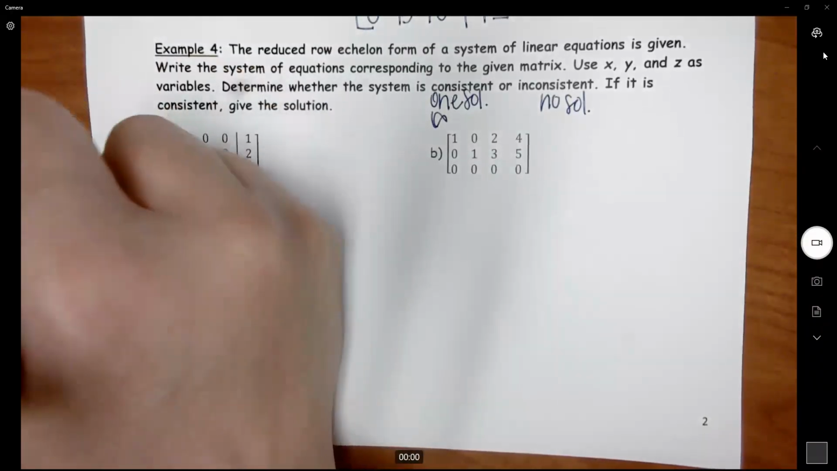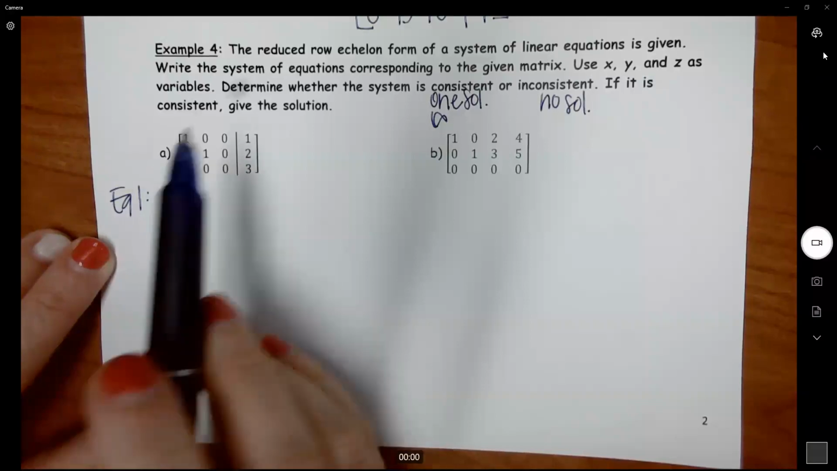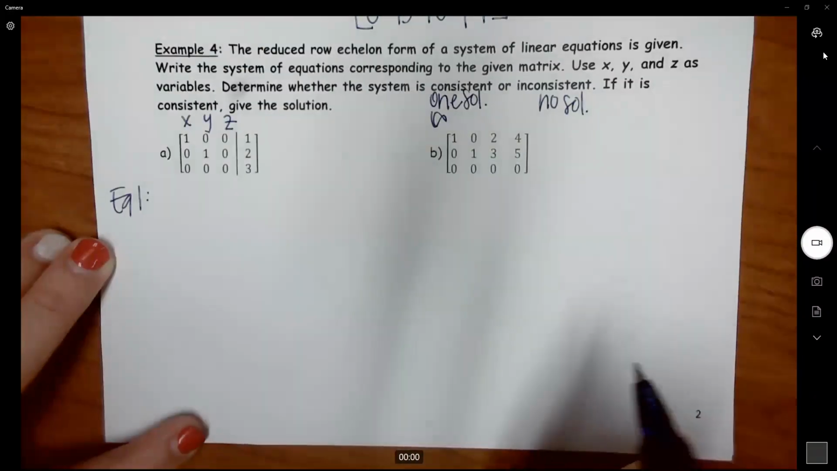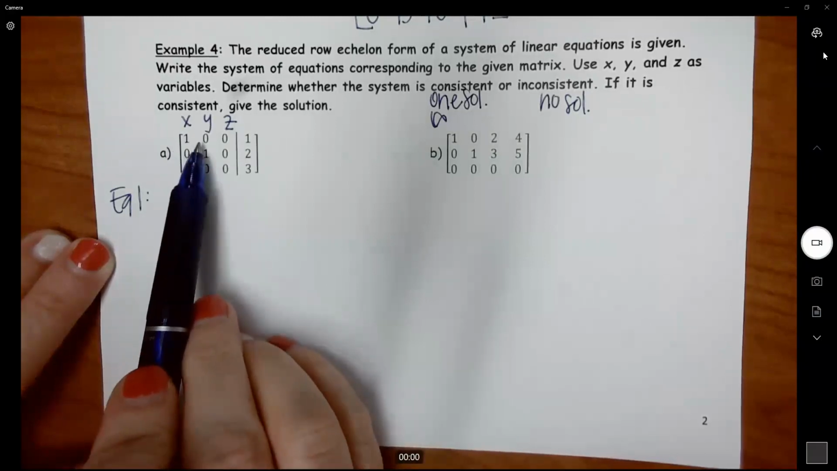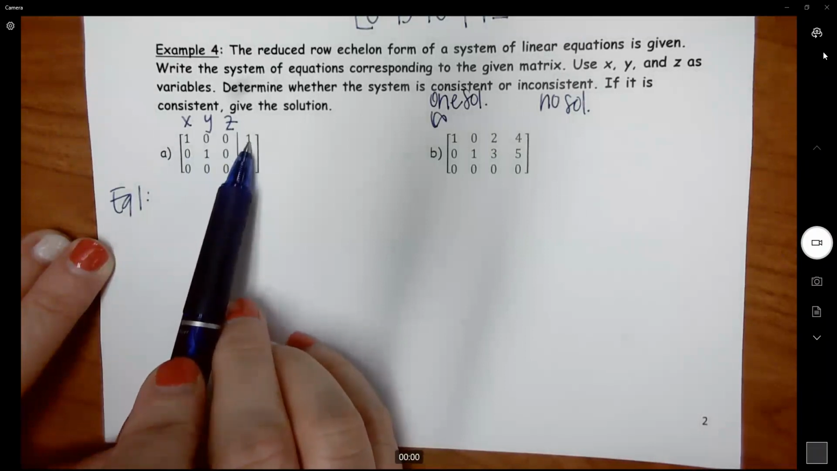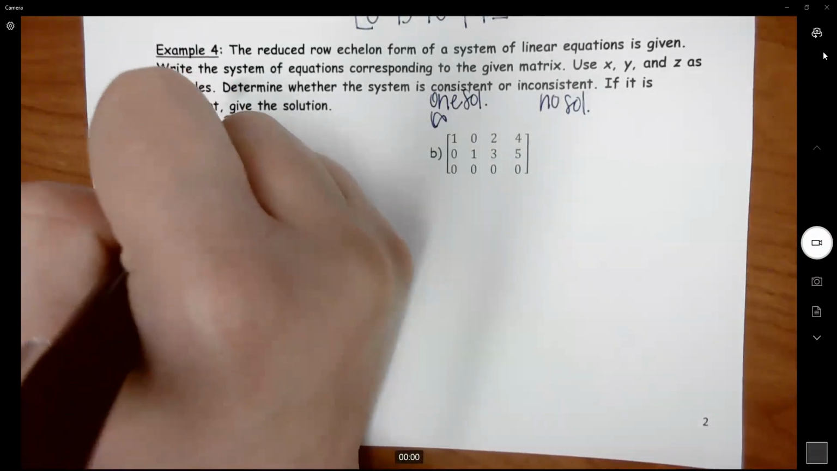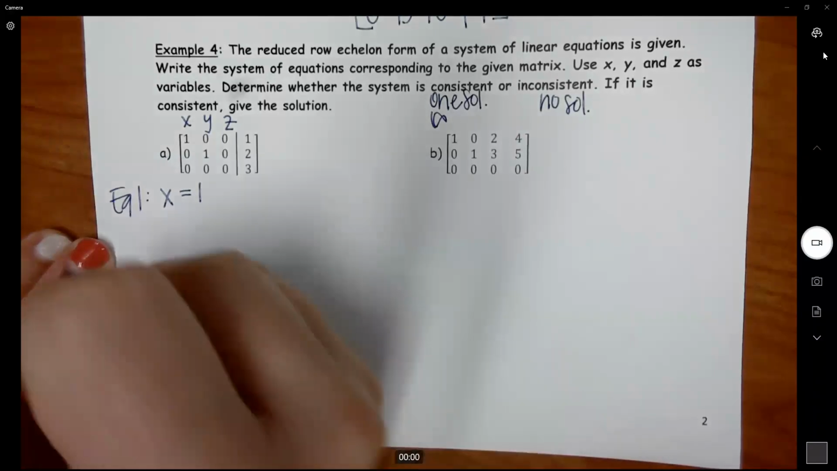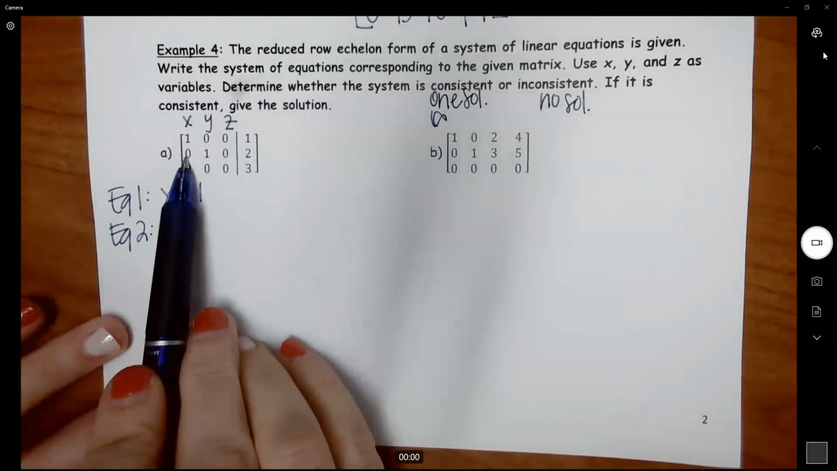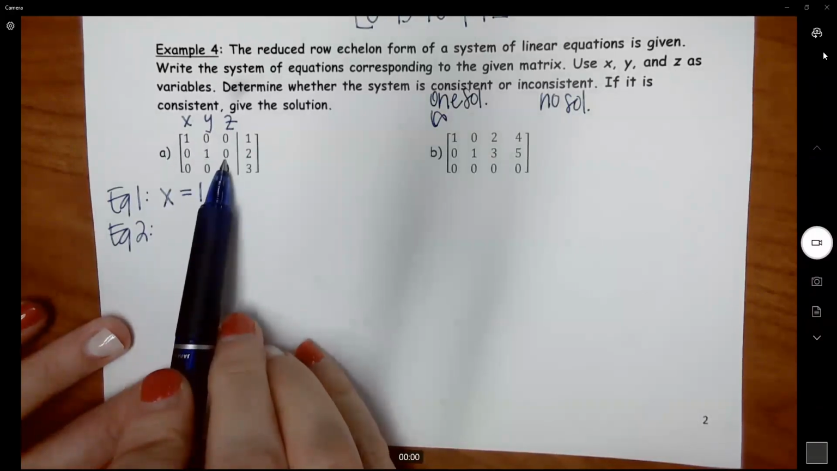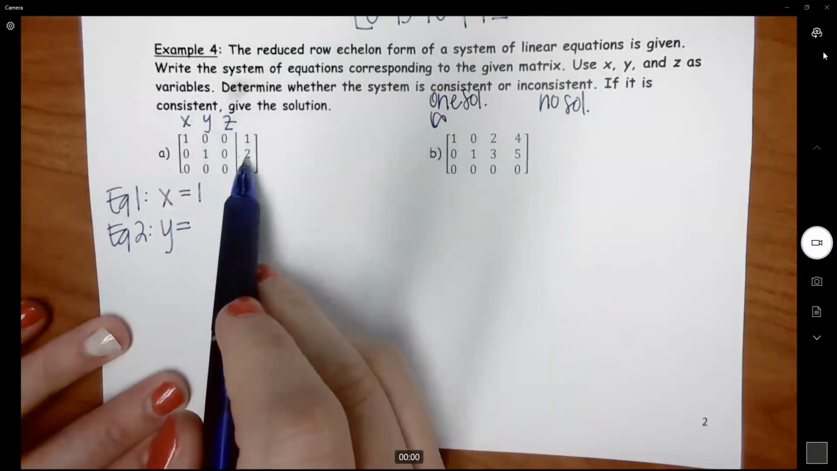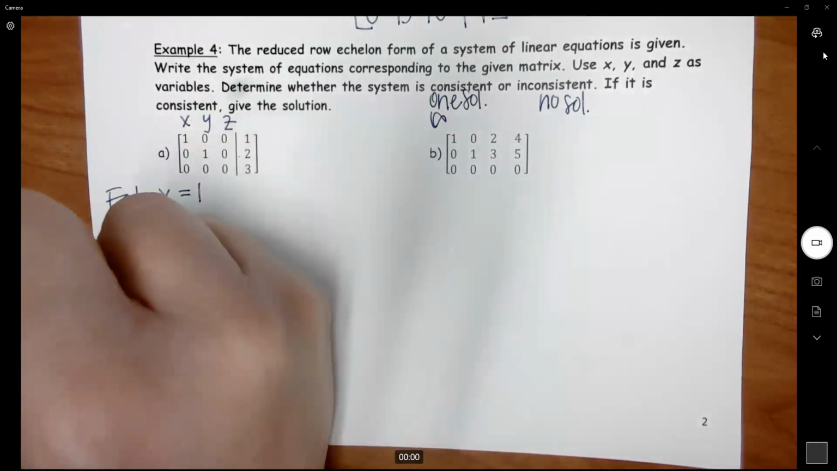So here, equation 1, remember this is my X, my Y, and my Z column. So this one tells me 1X plus 0Y plus 0Z equals 1. So this is just X equals 1. Equation 2, I have 0x plus 1y plus 0z. So that's just y. The bar is my equals and it equals 2.